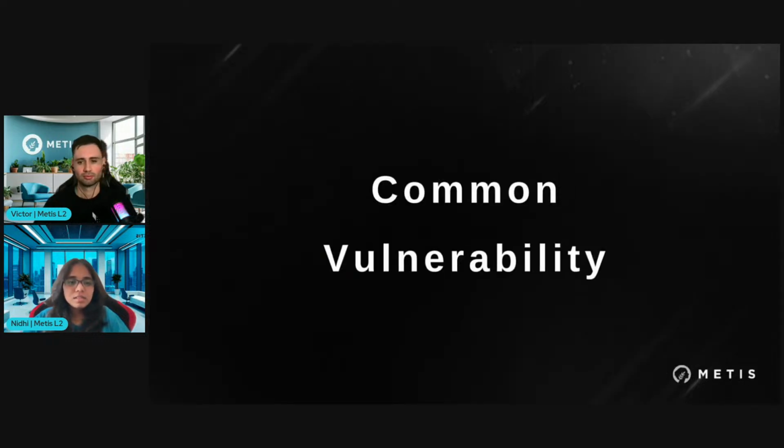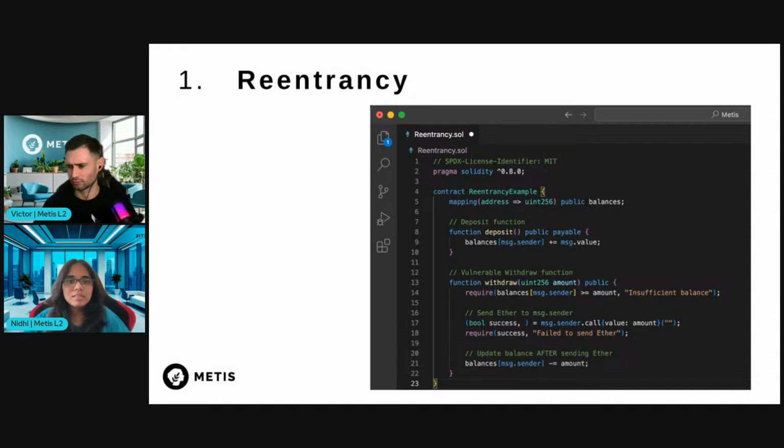Okay, so let's see the common vulnerabilities. Let's check the reentrancy attack, as we mentioned before. Reentrancy occurs, as I said, when a contract calls an external contract, and that external contract calls back into the original contract before the first call is completed. It's tricky to understand, but this creates a loop.